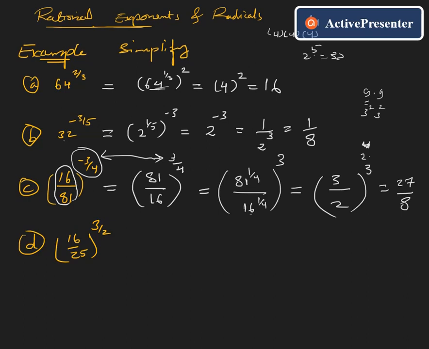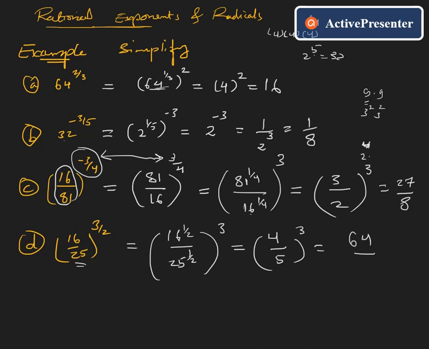Another question, 16 over 25, all to the power 3 over 2. So this is equal to, I would say, 16 to the power half over 25 to the power half, all to the power 3. So this is equal to 4 over 5, all to the power 3. So this is equal to 64 over 125. And we are done.